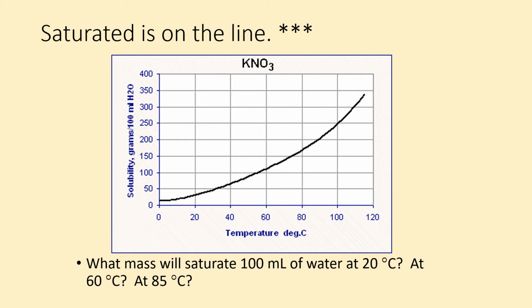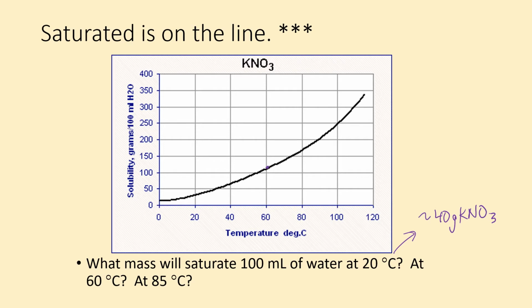So at 20 degrees, you can get about 40 grams of solute, KNO3, to dissolve in 100 milliliters of water. Okay. So at 20 degrees, you can get about 40 grams of KNO3 to dissolve. All right, some people would say 38, but what about at 60 degrees Celsius?